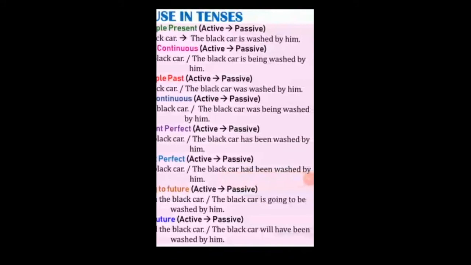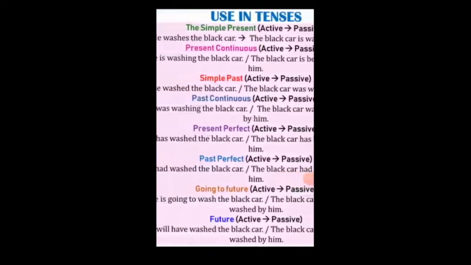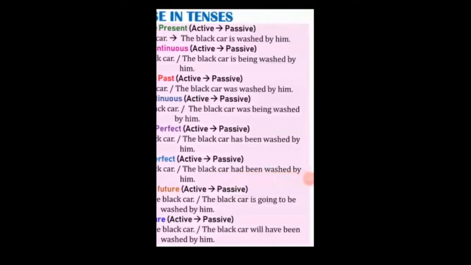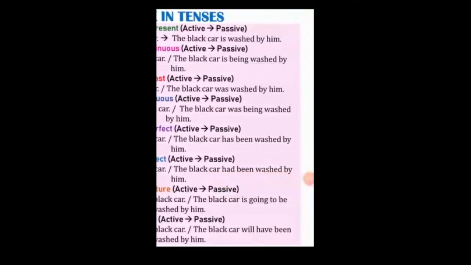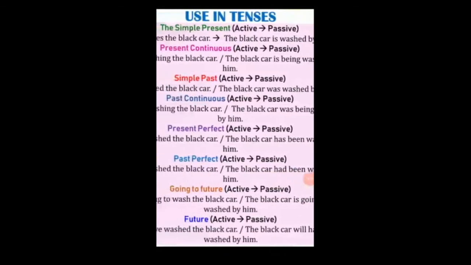Now what we are going to do? We are going to use the auxiliary verb had along with been, like I have always told you, and interchange the subject and the object. The black car had been washed by him, and by is always used. Without by you can never say this is a passive voice. Okay, so by is mandatory in passive voice.